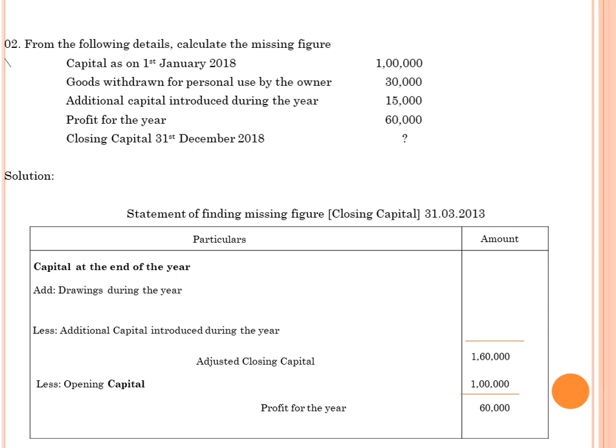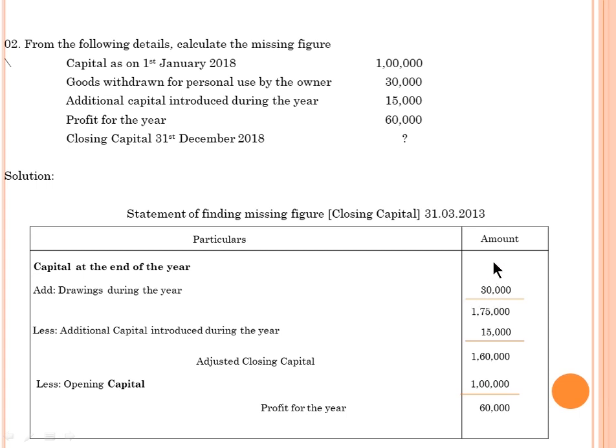And additional capital introduced is given in the problem, 15,000. Listen carefully here, my dear. Here we don't know the value, but consider it as x minus 15,000 additional capital equals 1,60,000. So what is x? Simply, x equals 15,000 plus 1,60,000. How much? 1,75,000.